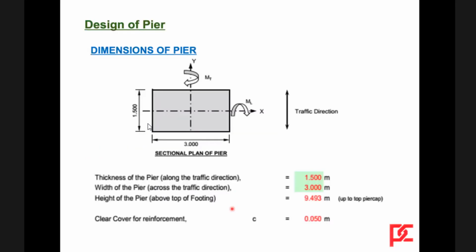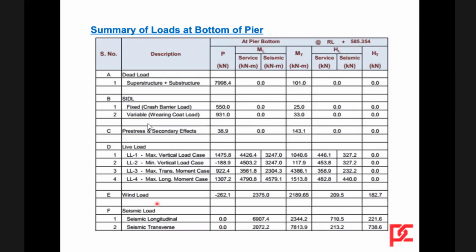And then I think those things we have skipped. Now we go for a design of the pier. So this is a typical pier, 3 meters by 1.5 meters, and height of the pier is 9.5 meters. Then these are the summary of the forces at the bottom of the pier.